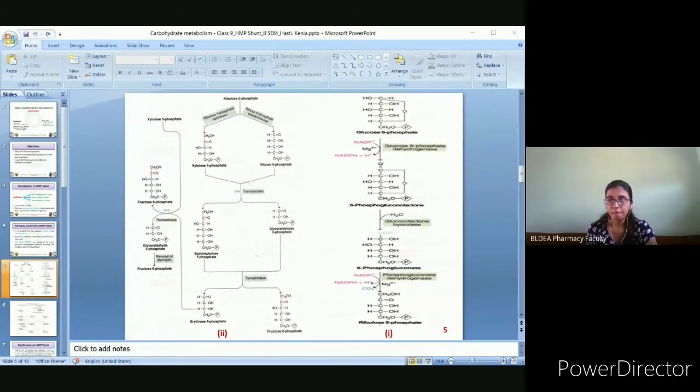Yes, any doubt? Understood this difference? What is epimerase and what is isomerase? Yeah, fine. So now coming to, here also you can see the 5-carbon compound retained its 5 carbons.